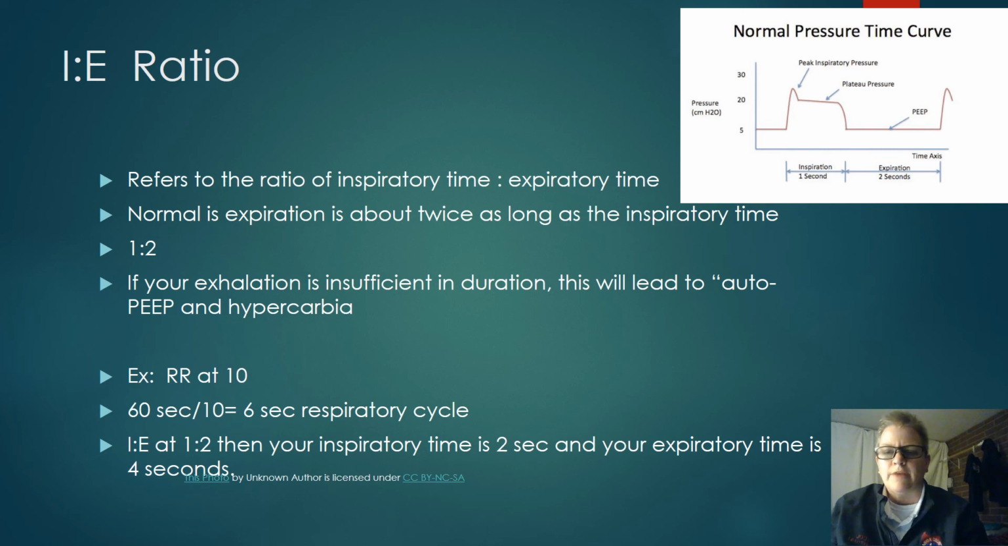Okay, I to E ratios, just real briefly. This refers to the ratio of inspiratory time versus expiratory time. And we know when we breathe normally, our normal exhalation is about twice as long as our normal inspiratory time, right? So our vents are set up to automatically default to a 1:2 I to E ratio.